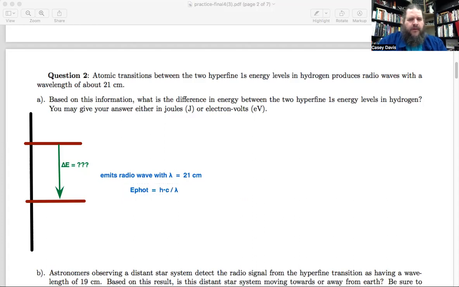Yeah. Since we know the wavelength, if we just take h times c, Planck's constant times the speed of light, divided by the wavelength, that'll tell us the energy of one photon, which is the energy that the system loses as it drops from this level to this level. So I think that's all we really need to do here: find the energy of that one photon that corresponds to a 21 centimeter wavelength. And that'll tell us how much energy the system loses.